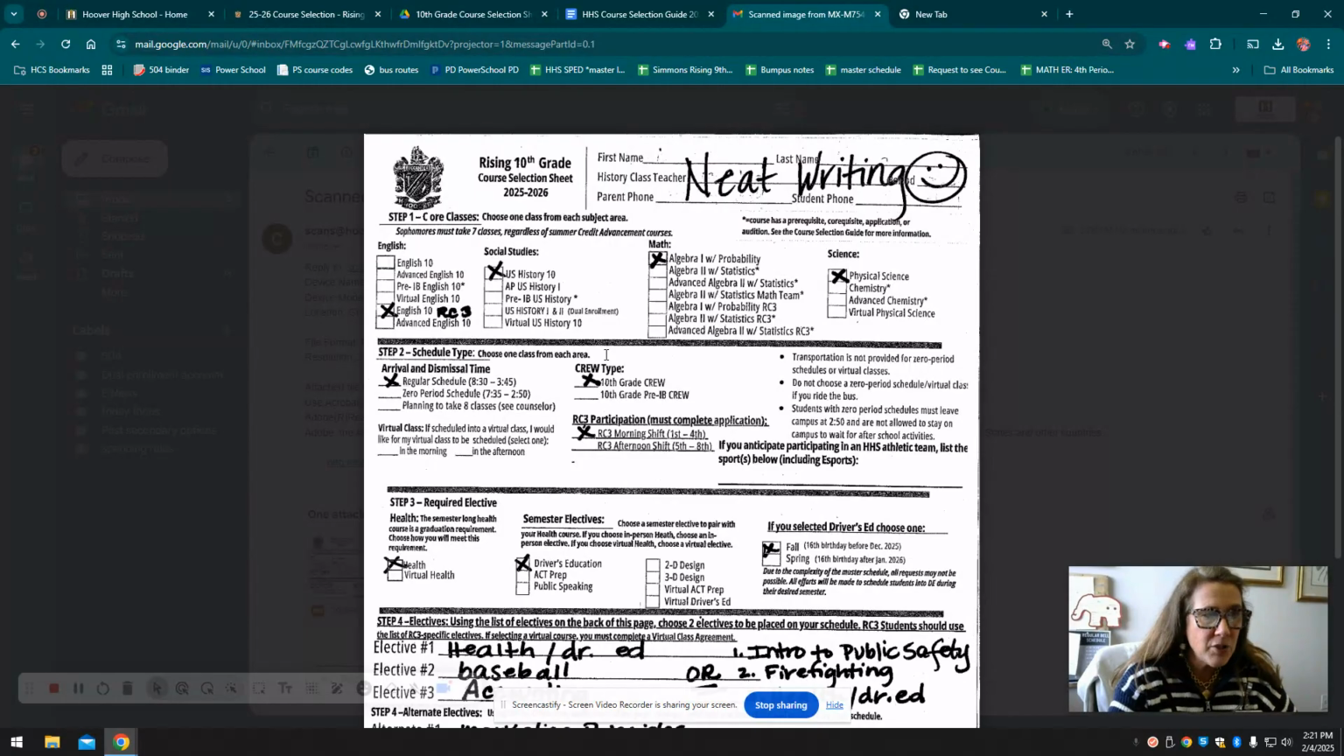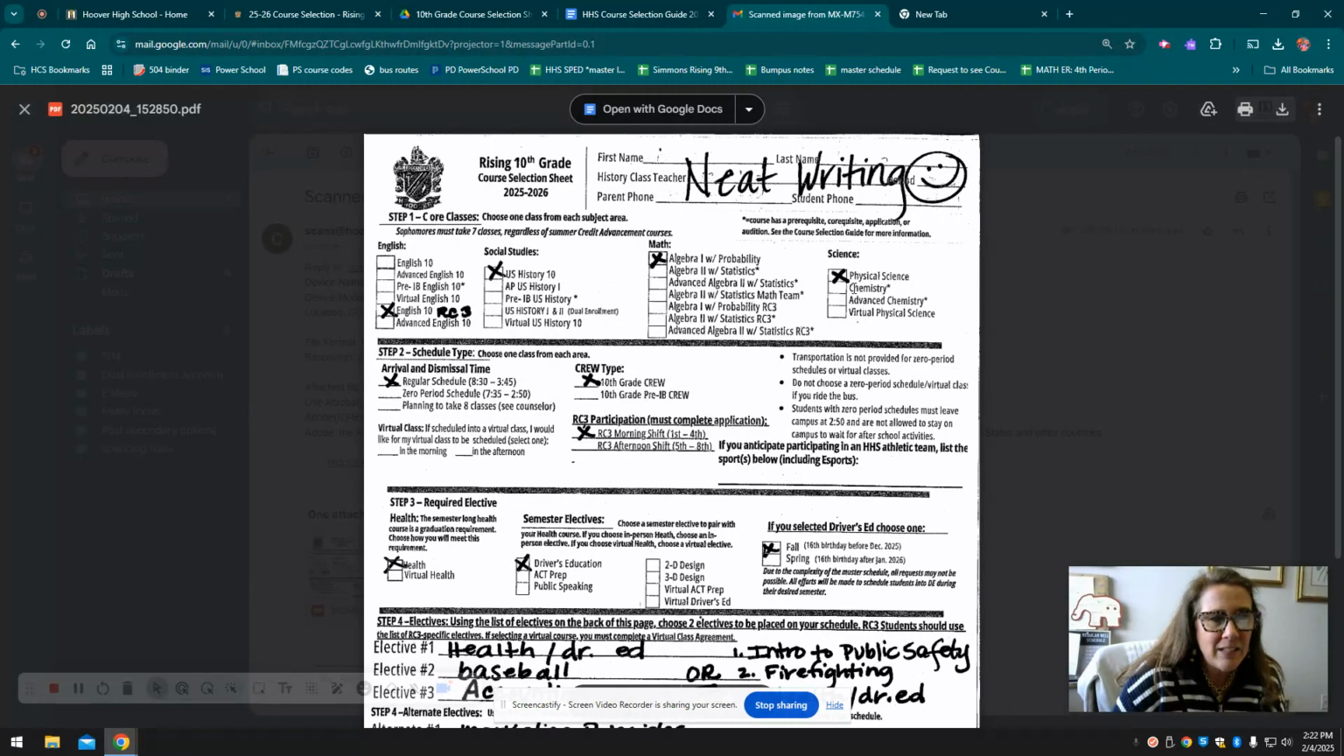So this student, for example, is going to be going to RC3. So they're going to add RC3 next to English 10, check that. U.S. History 10 if they're taking regular history, algebra, and physical science. I want to point out a few things.